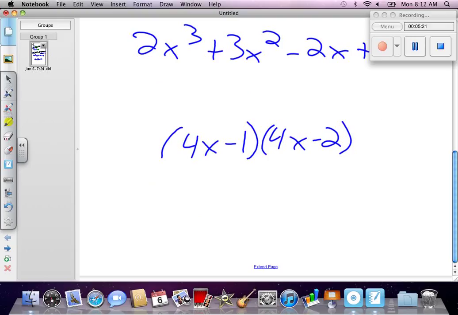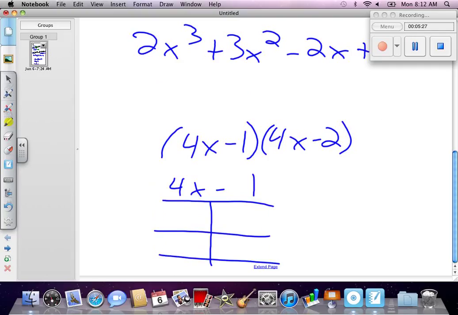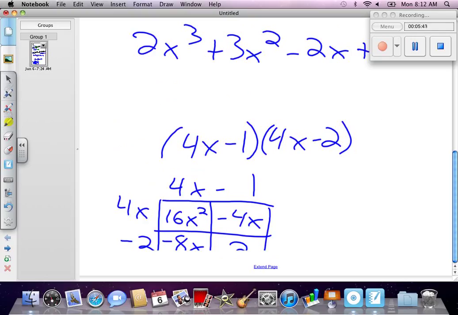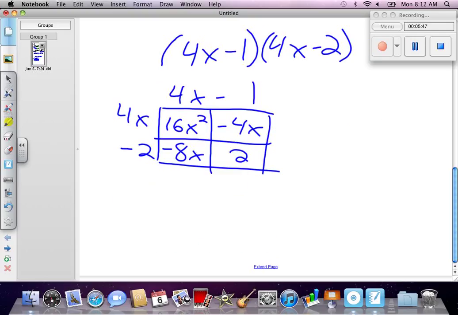So we've got 4x minus 1 on the top and 4x and negative 2 on the bottom. So I do 4 times 4, which is 16x squared. 4 times negative 1 is negative 4x. 4 times negative 2 is negative 8x. And negative 2 times negative 1 is a positive 2. Now my like terms are negative 4 and negative 8, so I get 16x squared minus 12x plus 2.